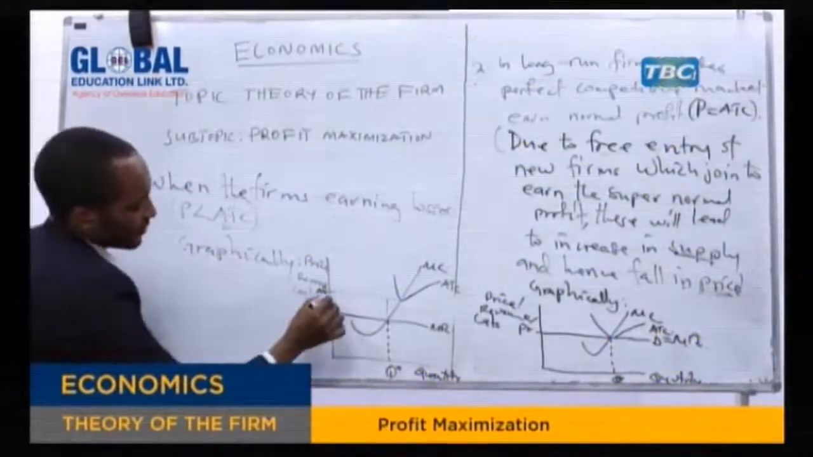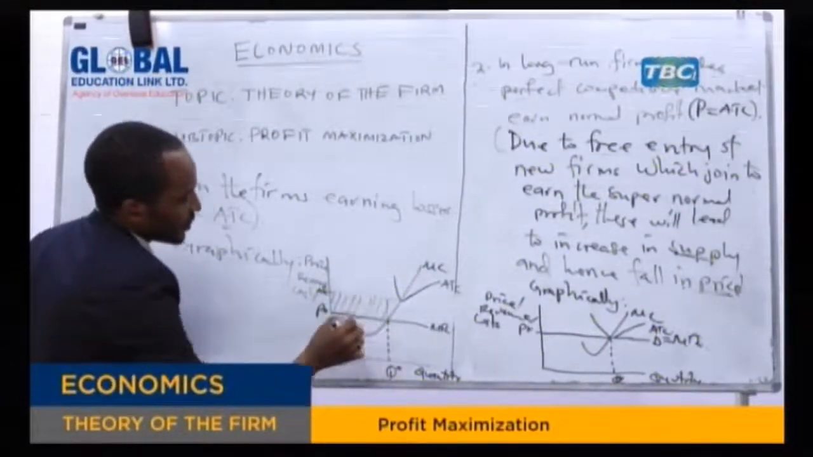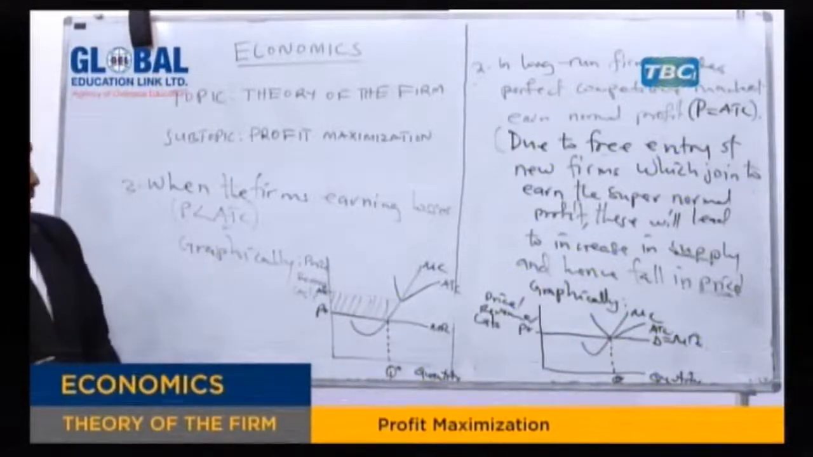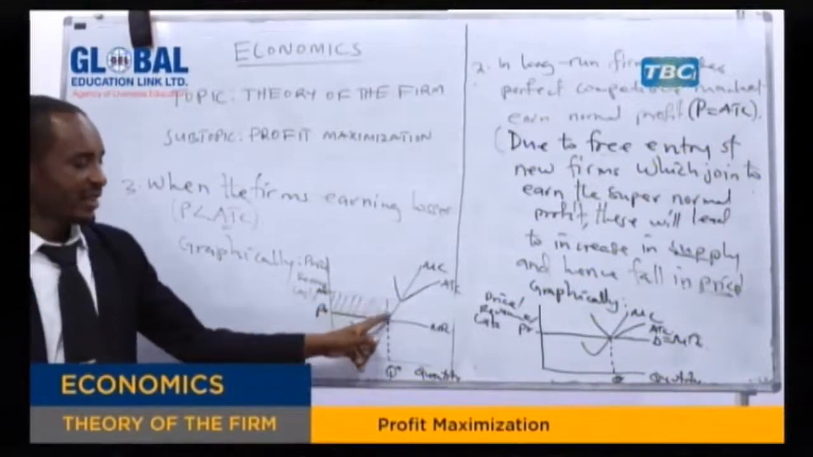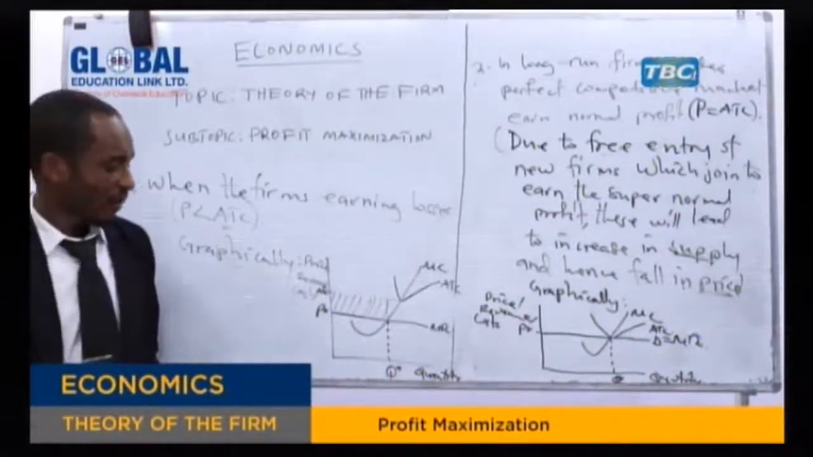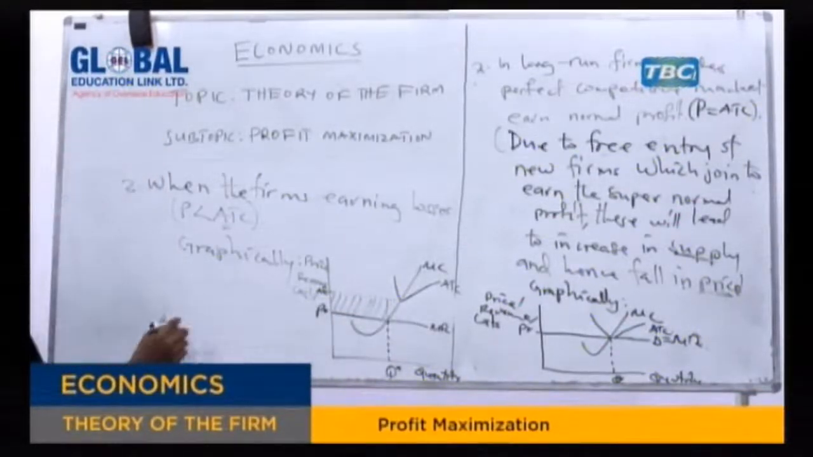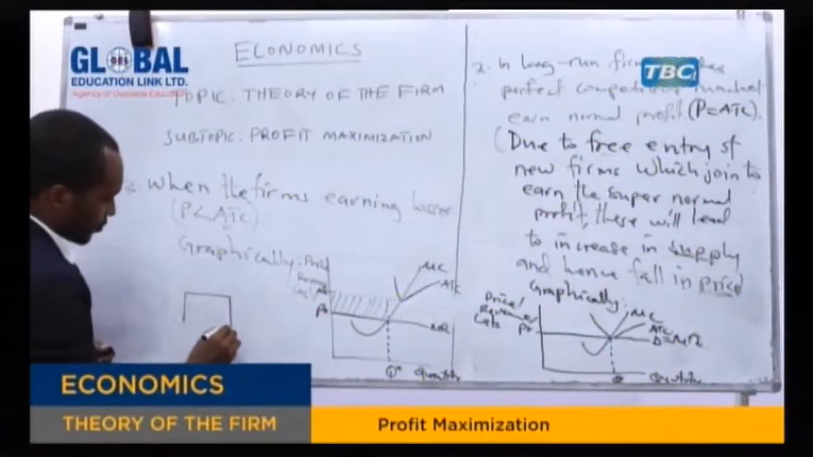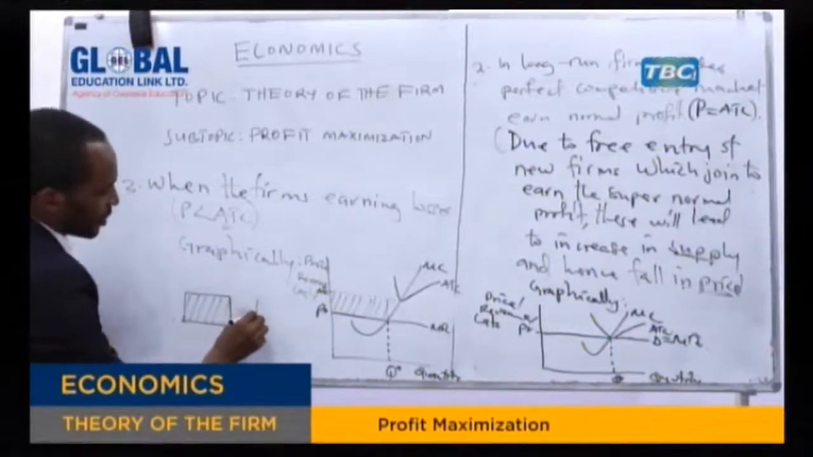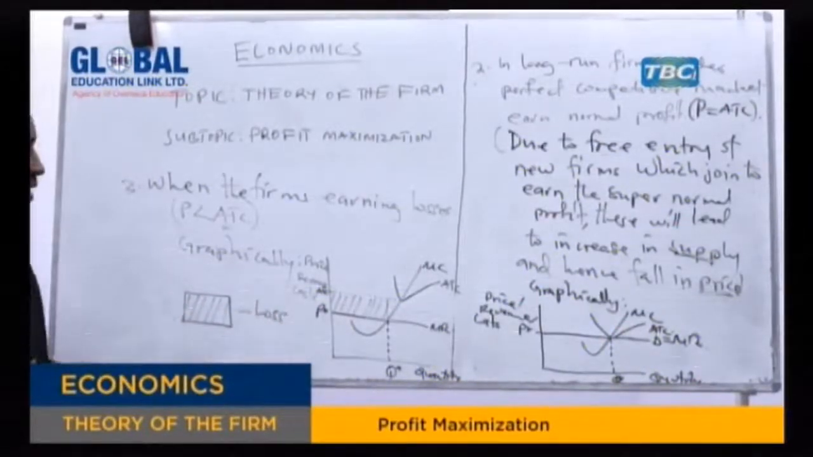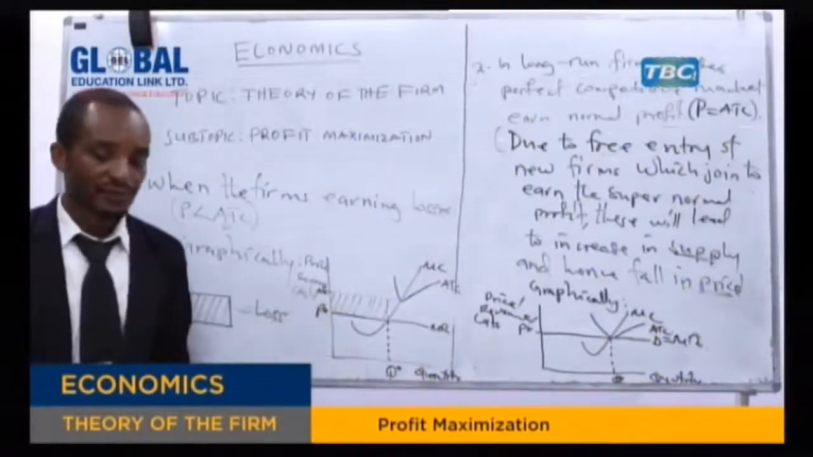So this area between the average total cost and the price is the loss that the firm will incur. This shaded area is the losses made. This is the loss made by this firm operating under a perfect market.